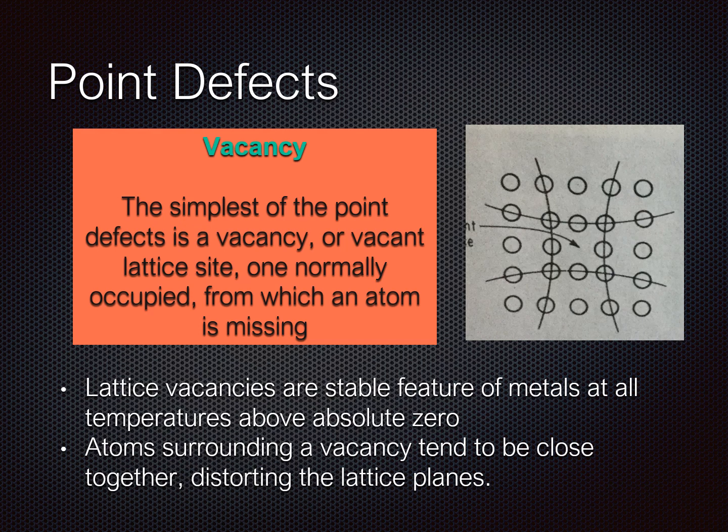By successive jumps of atoms, as in Chinese checkers, it is possible for a vacancy to move in the lattice structure and therefore play an important role in the diffusion process. Atoms surrounding a vacancy tend to be close together, distorting the lattice planes.